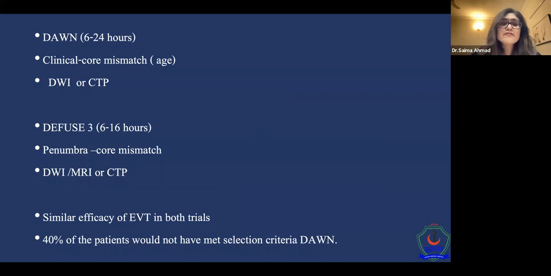Now, DAWN and DEFUSE 3 are two trials that used advanced imaging as a selection criterion. They used the clinical-core mismatch and the penumbra-core mismatch, and they also extended the time window up to 24 hours, and 6 to 16 hours in DEFUSE 3. Both of them have shown that there is a good outcome for the patient if they are selected on the basis of this advanced imaging. So it should be used. CTP should be used, but after the 6-hour time window, not prior to that.